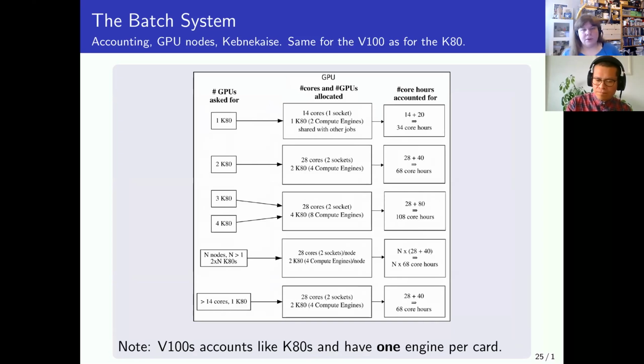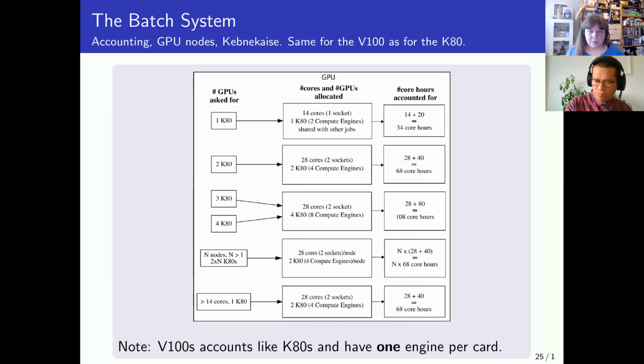So what about the GPU nodes? That is a special case, and the reason for this is twofold. For the first, there are also 14 cores on this GPU node or this socket. And you can allocate one socket, that is 1/2 node. And that is the smallest unit that you can allocate.